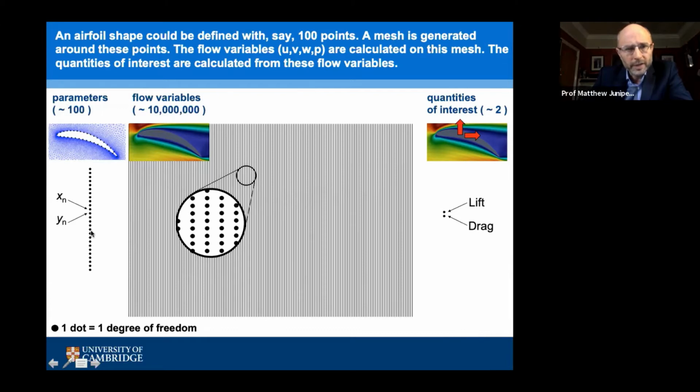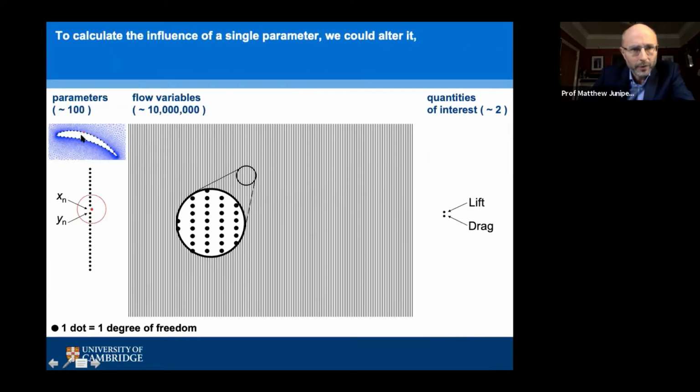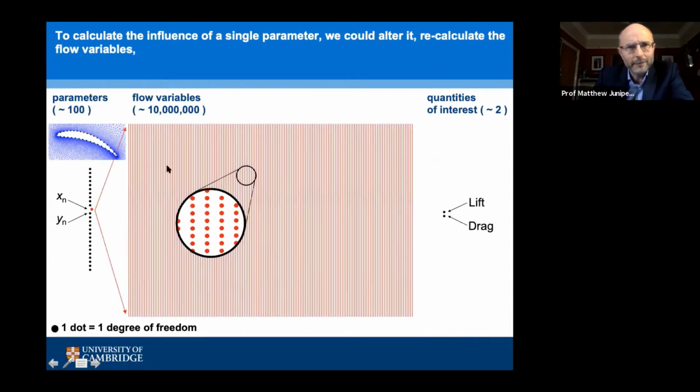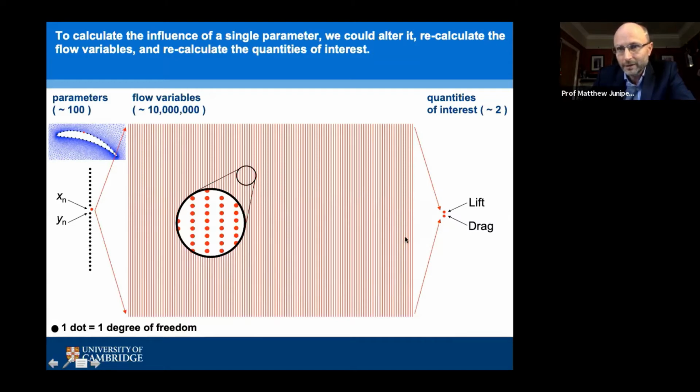Now, if you wanted to say, how does that point there affect the lift and the drag? The sort of brute force approach is to say, there's my degree of freedom. Let's see how that affects every single flow variable. And then having calculated every single flow variable, we'll see how that affects the lift and the drag. Now notice there, what you've done is throw away a lot of information. You've said, I've changed one parameter, I've recalculated, say, 10 million degrees of freedom, and then I've thrown away all but 2 of them to calculate the lift and the drag.